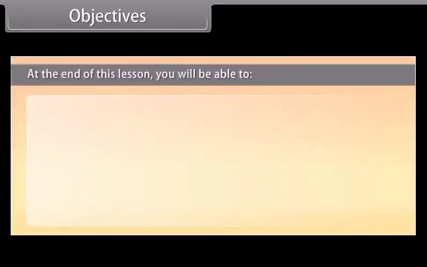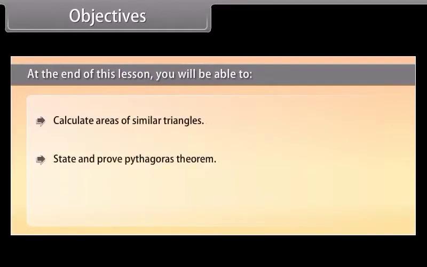Objectives. At the end of this lesson, you will be able to calculate areas of similar triangles, state and prove Pythagoras Theorem, and solve questions based on Pythagoras Theorem.